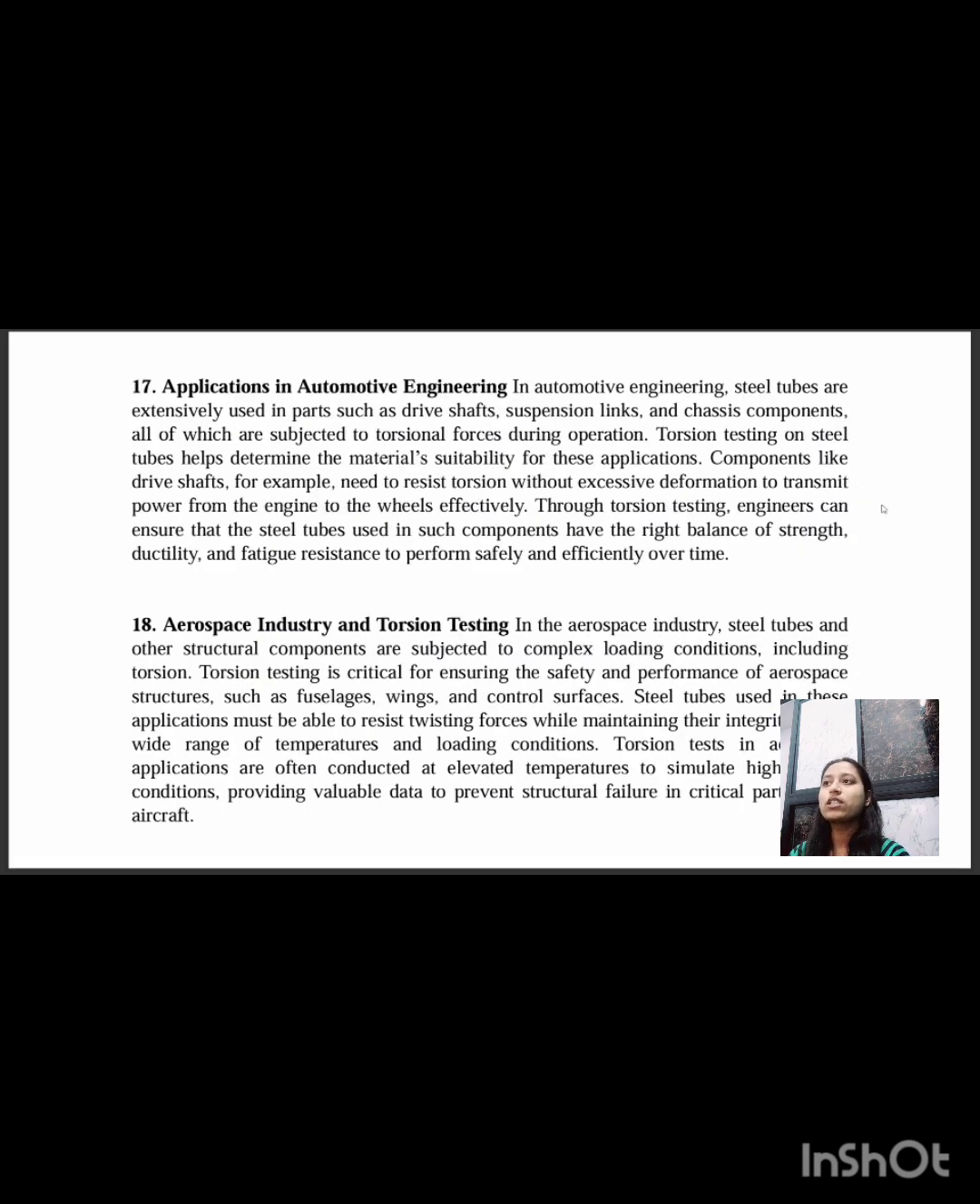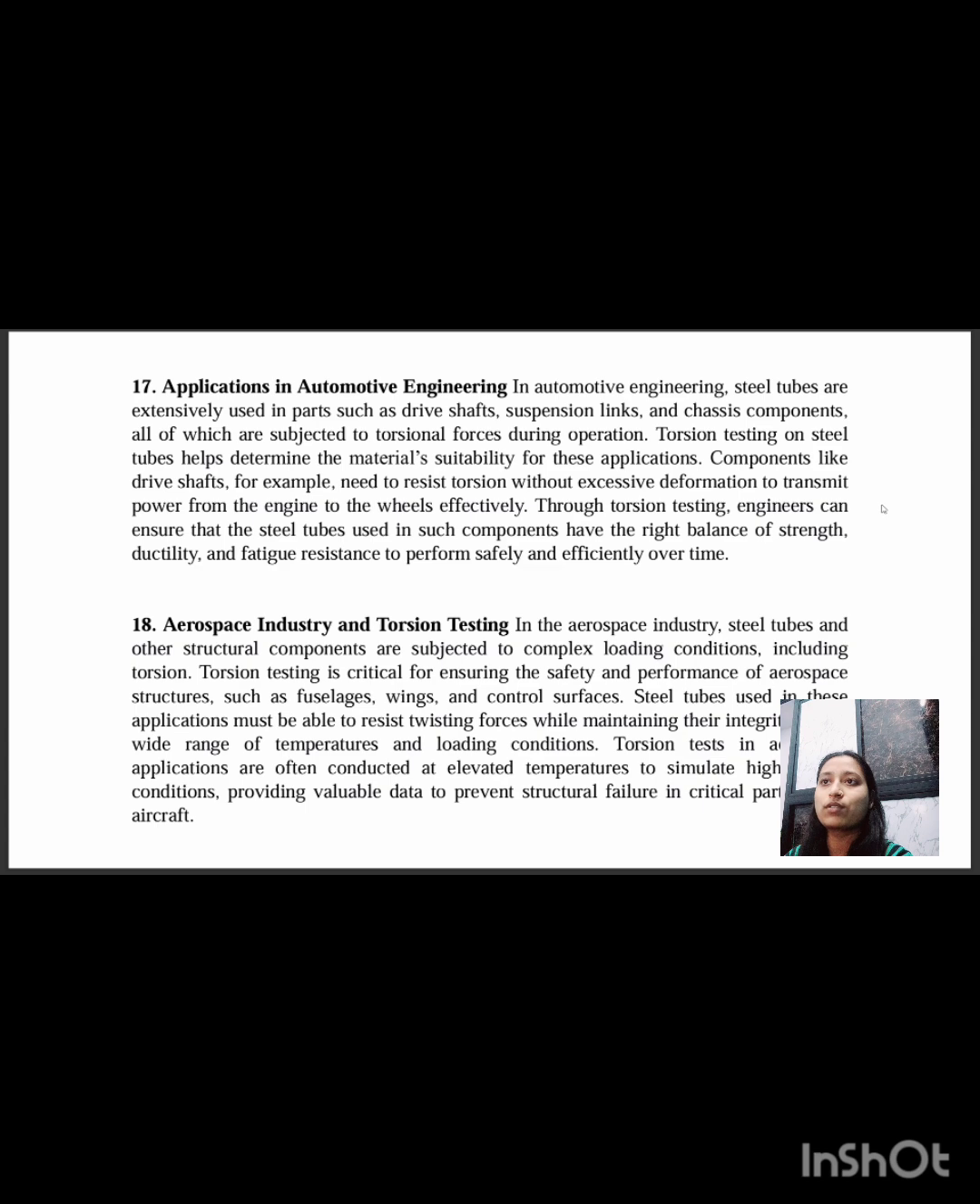Next, applications in automotive engineering. In automotive engineering, steel tubes are extensively used in parts such as drive shafts, suspension links, and chassis components. All of these are subjected to tensile forces during operation. Tensile tests on steel tubes help determine the material's suitability for this application.